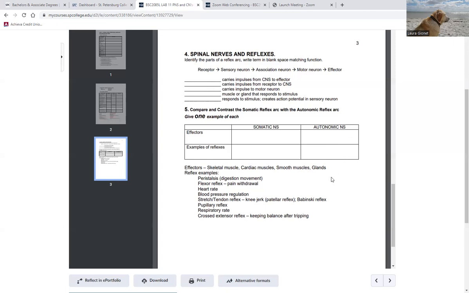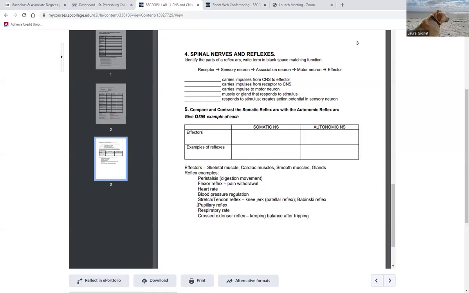Then we could go to the stretch or tendon reflex. This is when you tap on the different tendons and you get your foot to jerk or your ankle to twitch, so to speak. That is a somatic reflex. So I put S next to that and write stretch or tendon reflex in the somatic box here.